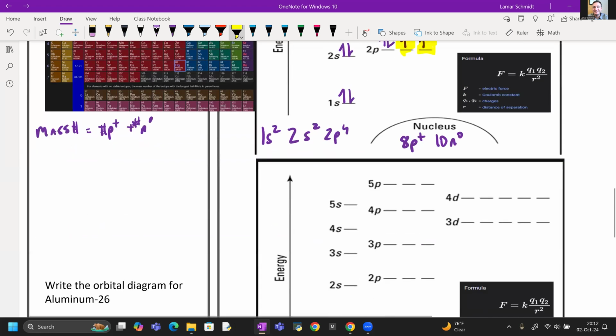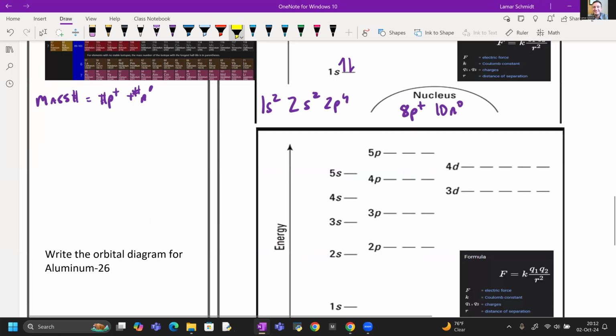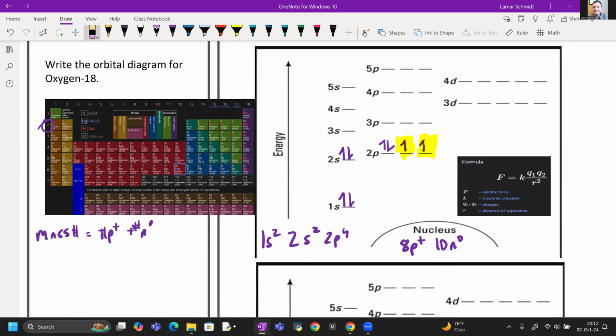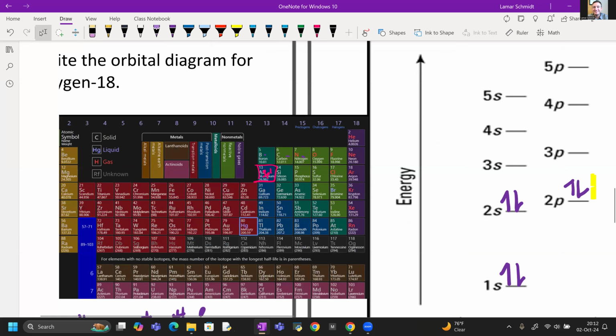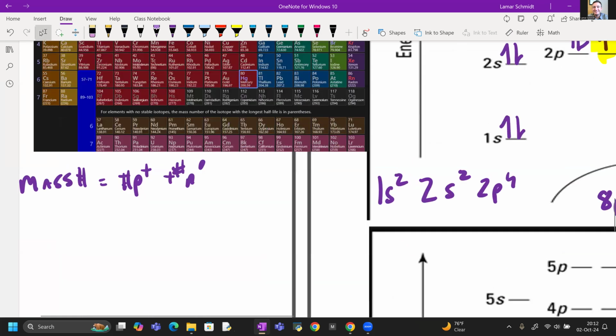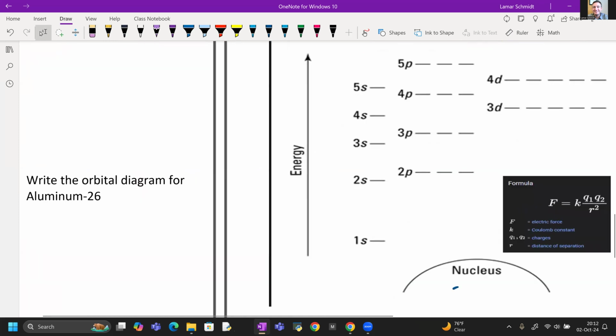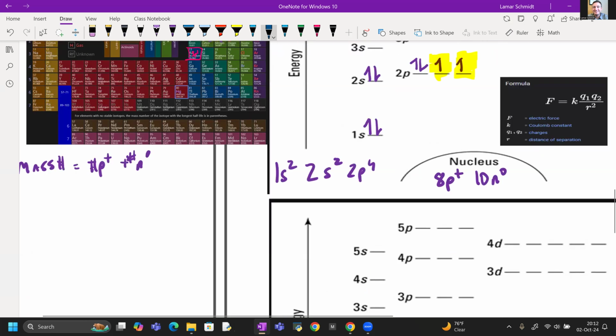Let's go to another example, and that will be aluminum 26. So aluminum 26, we notice that aluminum is right here at 13, and we see that it is in energy level 3p1. So we're going to write everything up to 3p1. So we'll start with the electron configuration here. So we have 3p1. Prior to 3p1, we have 1s2, 2s2, 2p6. How many electrons does that account for? 2, 4, 10, 11. All right, and aluminum has what?